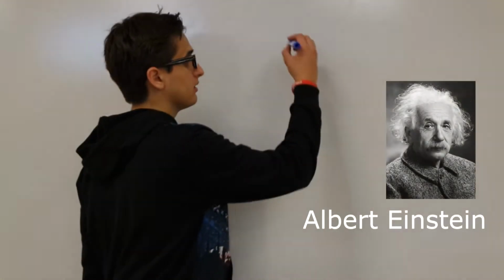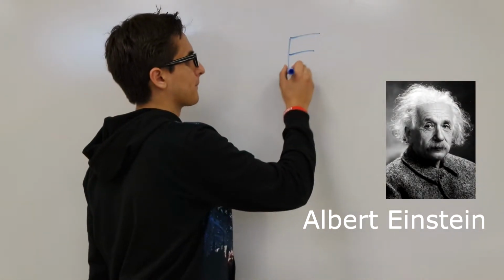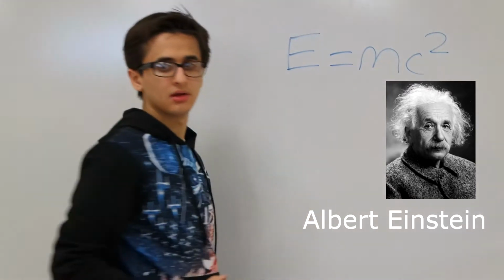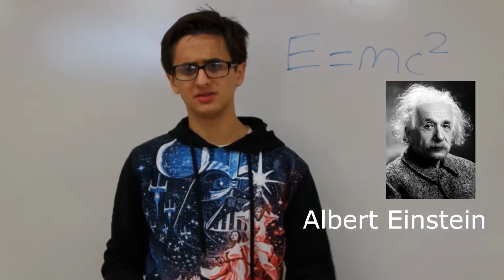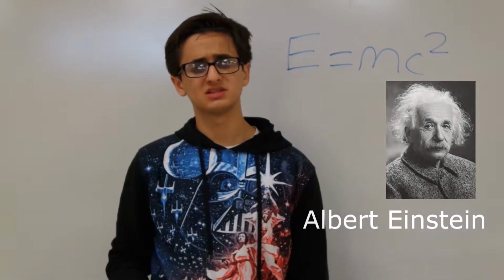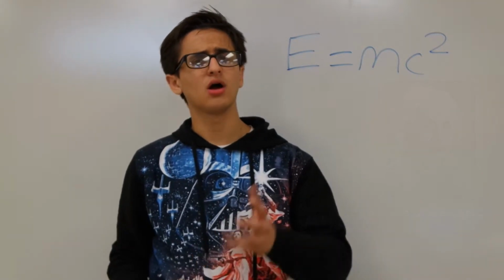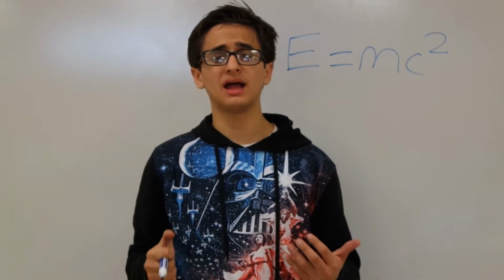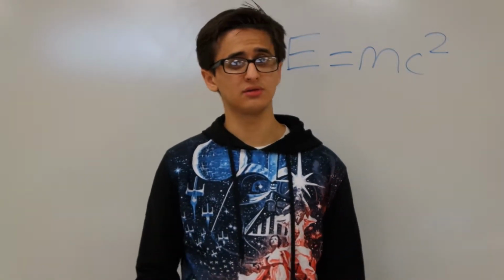Albert Einstein's famous equation, E equals mc squared, is the formula that breaks down this idea. Now, what it explains is that energy and matter are one and the same, and that small amounts of matter have incredibly high levels of energy that they can be converted into.